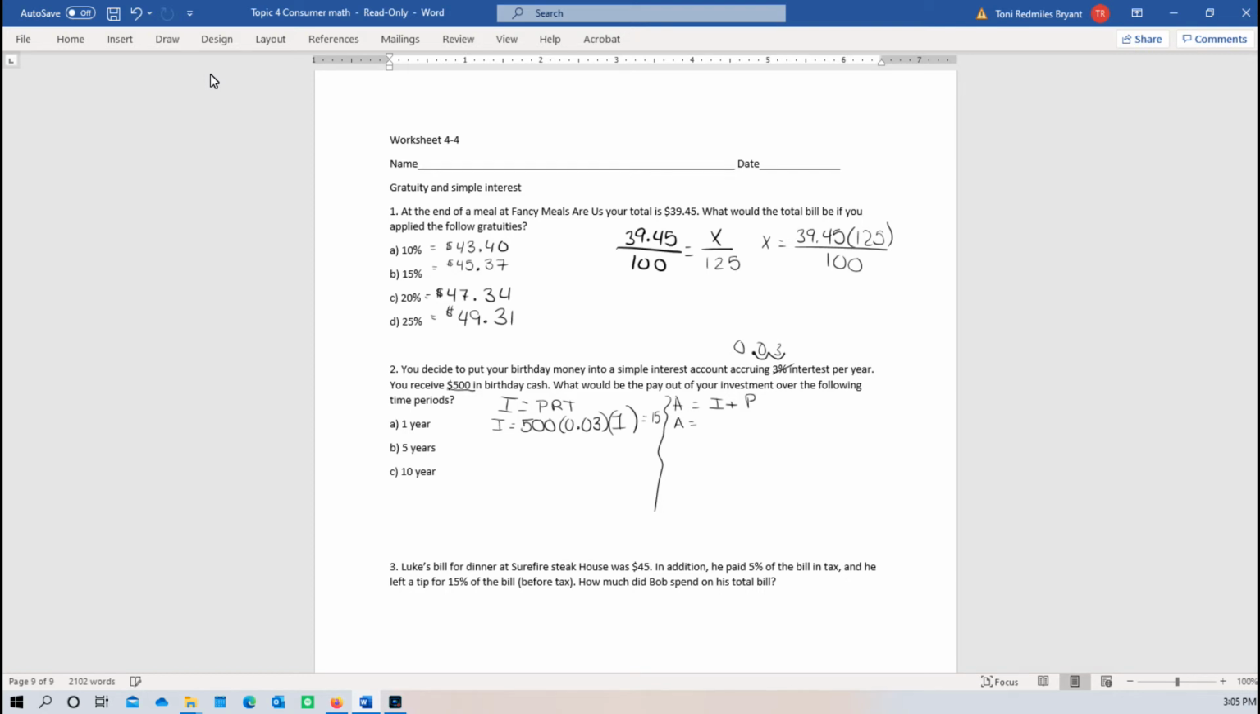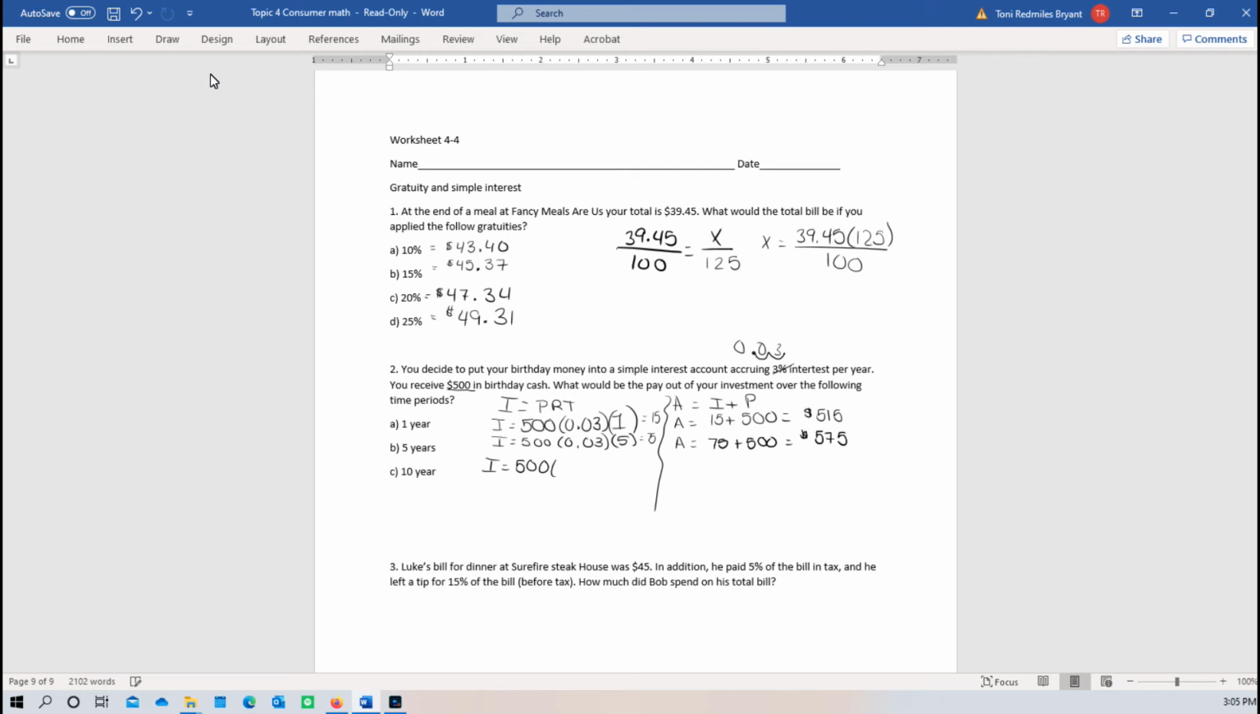Now to find my total amount, I got to take my principal plus my interest, and the total amount I'll make over 1 year is $515. All right, for the second one, the principal doesn't change, the rate doesn't change. The only thing that changes is that time. Now we're going to look at it over 5 years. So if I do it over 5 years, I'm going to make $75. 75 plus 500 is going to be 575.